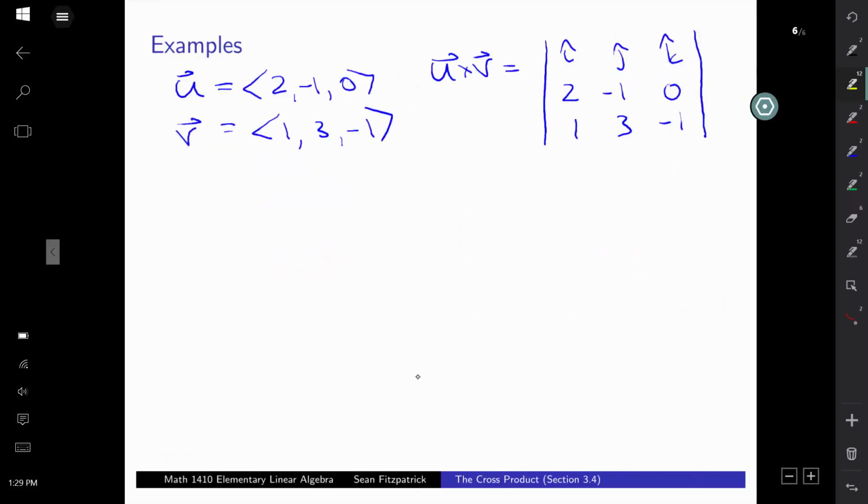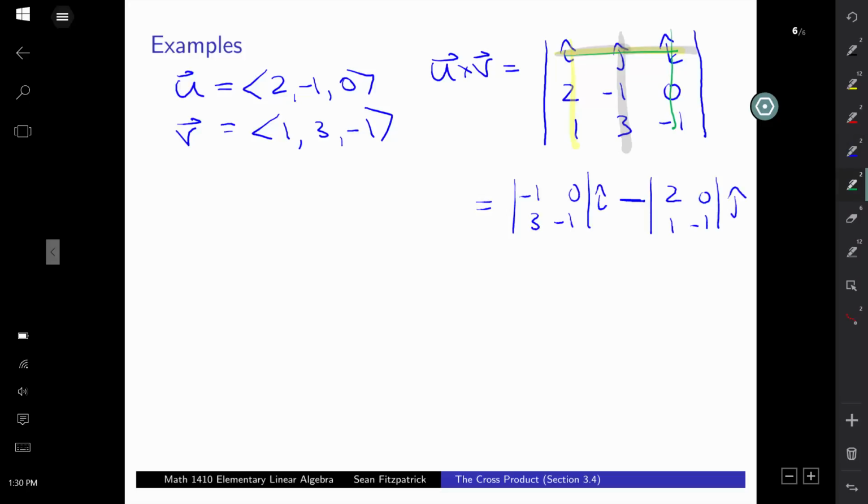So going back to here, if I delete the row and the column containing the I, then what I'm left with is minus 1, 0, 3, minus 1 times I. And if I delete the row and the column containing J, and I write down what's left over, and I'm careful to remember that there's this minus sign in the middle, 2, 0, 1, minus 1 times J. And then if I do the K, so I do this row and the last column, and I write down the numbers that are left over, I've got 2, minus 1, 1, 3 times K.